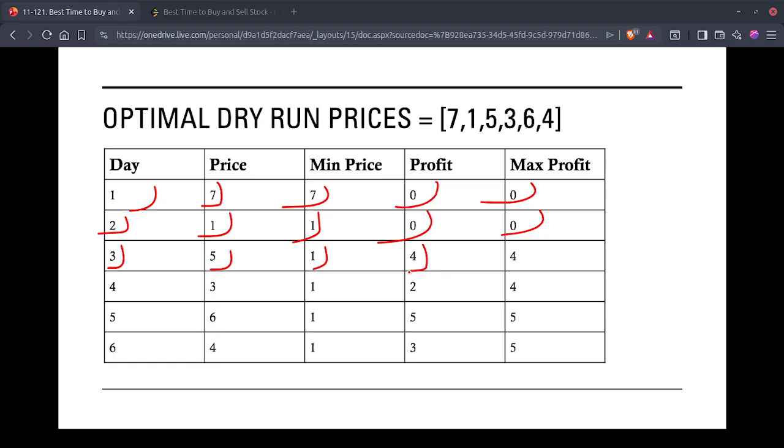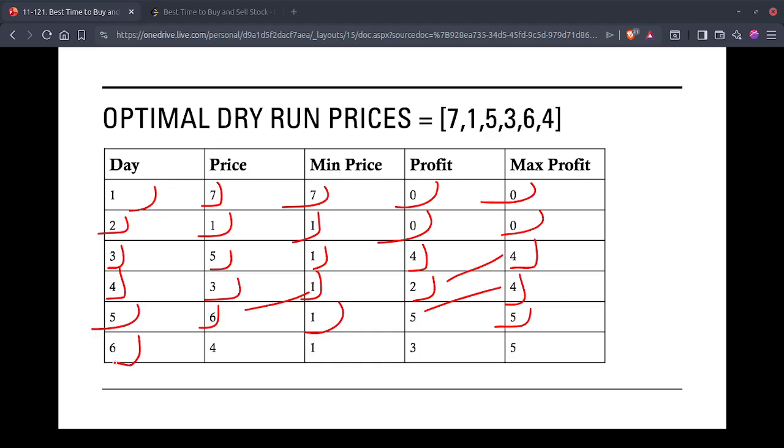And profit is 5 minus 1, 4. Maximum profit we update to 4. On day 4, price is 3, minimum price 1, profit is 2, and maximum profit is 4, because we compare 4 and 2, so 4 is the maximum profit. On day 5, price is 6, minimum price is 1 again, 1 is smaller than 6, and we check the profit, 6 minus 1, 5. So we compare the maximum profit 5 versus 4. 5 wins as maximum profit.